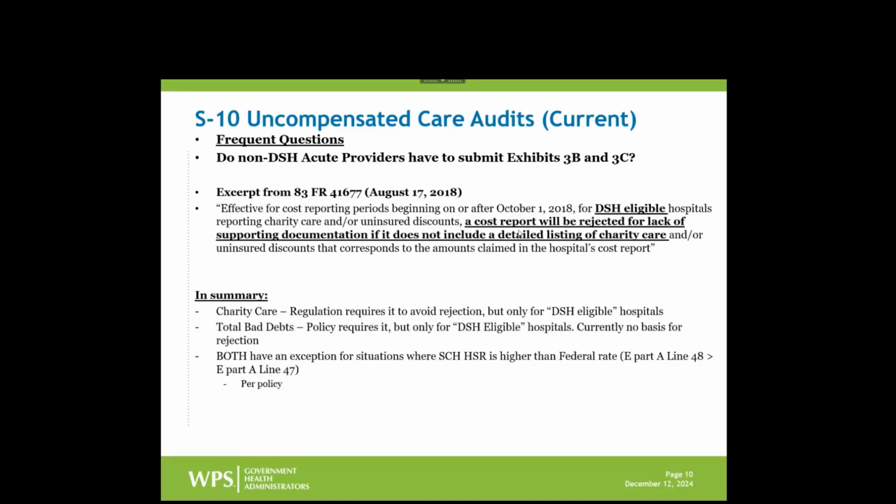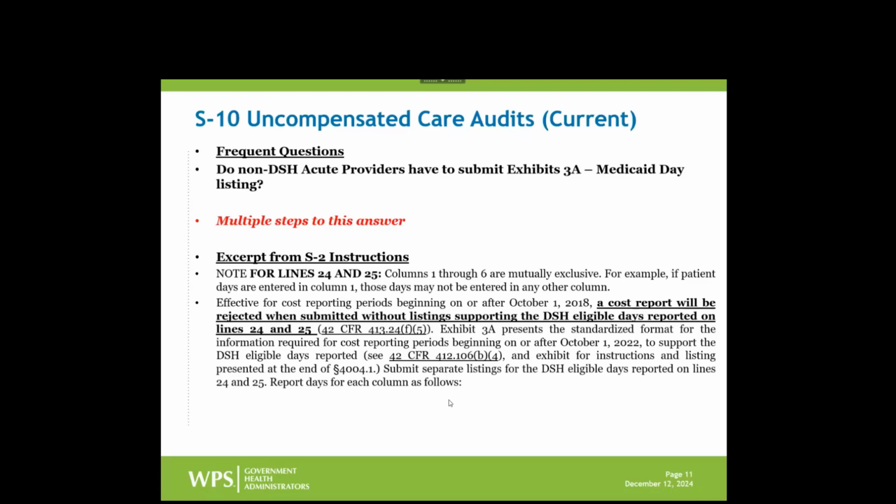And here is the verbiage from the Federal Register I mentioned, and it very clearly again says DSH eligible hospitals reporting charity care basically must submit the detailed listing of charity care, otherwise it'll be rejected. So that's the summary of all the information there. Hopefully at some point it's all cleaned up and it's all consistent.